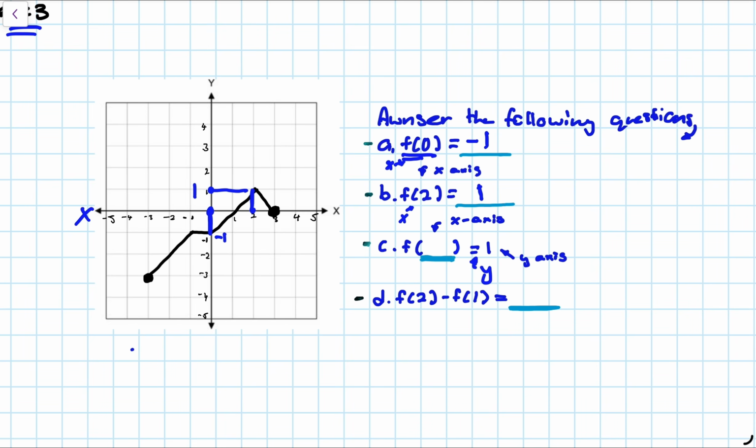1 is right over here, and you also see that it lands right over here in -1, and your answer would be -1 over here as well.